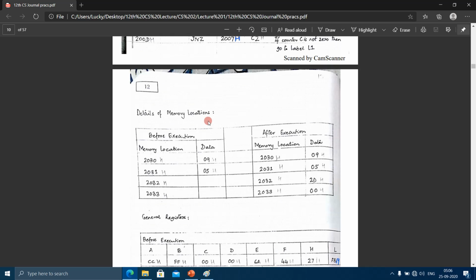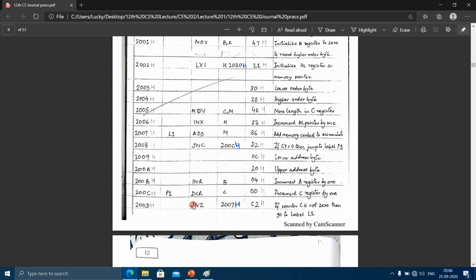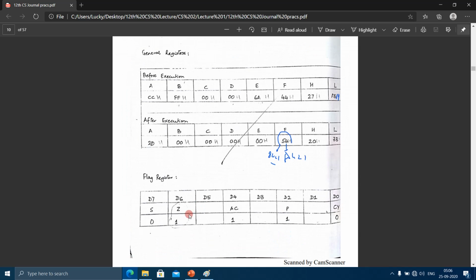So when the answer is 0, Z is 1. When the answer is not 0, the Z flag is 0. When C is 0, the answer is 0 and the Z flag is 1. So here you can see the Z flag is 1. But this we don't get to see on the processor. What we will see is this flag register, when we check the contents of registers after execution.